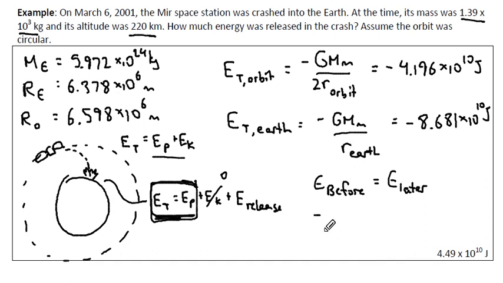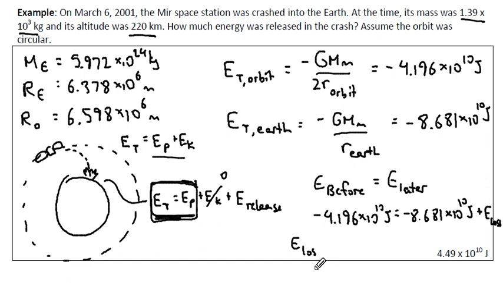So we end up with negative 4.196 times 10 to the 10 joules is equal to negative 8.681 times 10 to the 10 joules plus some extra energy term. So that's how much energy is lost. We solve for that E loss value, call it whatever you want. You get a value of 4.49 times 10 to the 10 joules of energy.